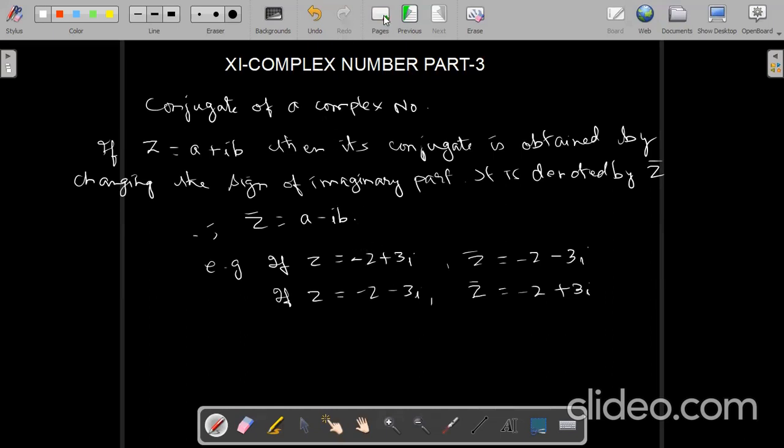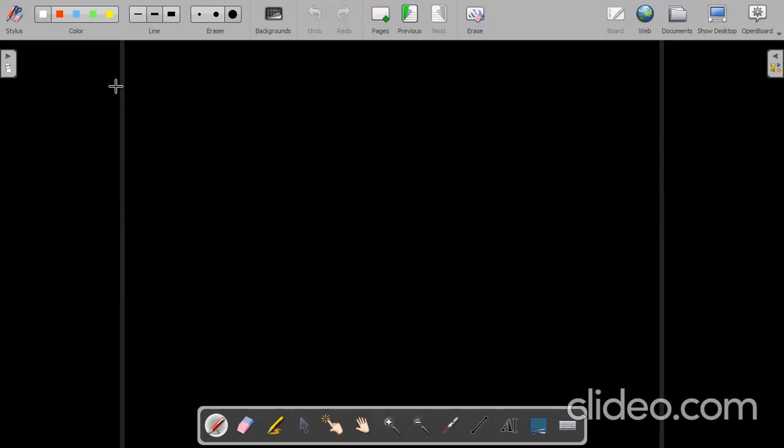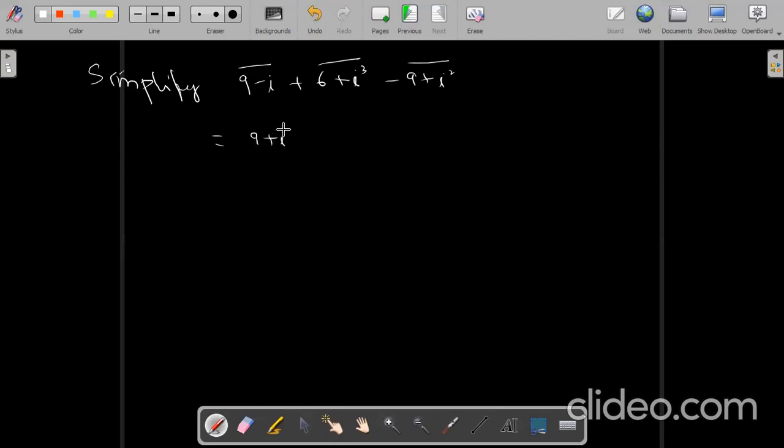So we can have some questions. Suppose we are given the question: simplify the conjugate of 9 minus iota, plus 6 plus iota cube conjugate, minus 9 plus iota square conjugate. So I'll start from here. The conjugate of 9 minus iota means 9 plus iota.